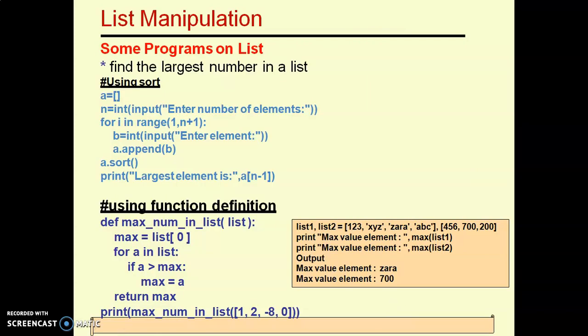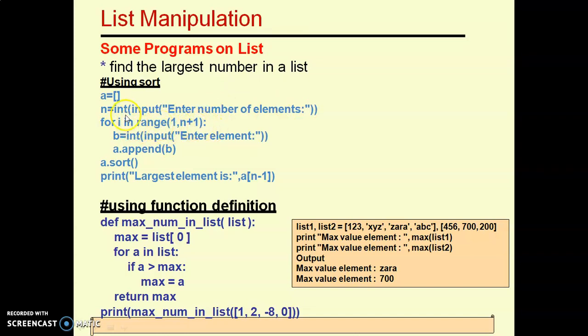Now coming to some programs. First I want to go to finding the largest number in a list. Suppose I have a list of 10 elements and I want to find out which is the largest element in my list. How would I do it? Okay, let me first take an empty list, a is equal to an empty list. I will append all the elements into that. Now n I have taken as the number of elements, so for that I have taken 4. For i in range 1 to n plus 1. Why have I used n plus 1 here?